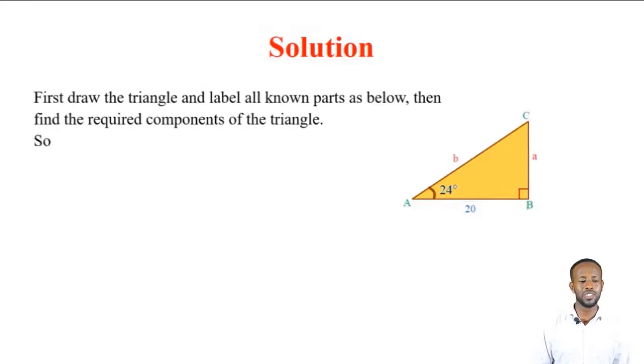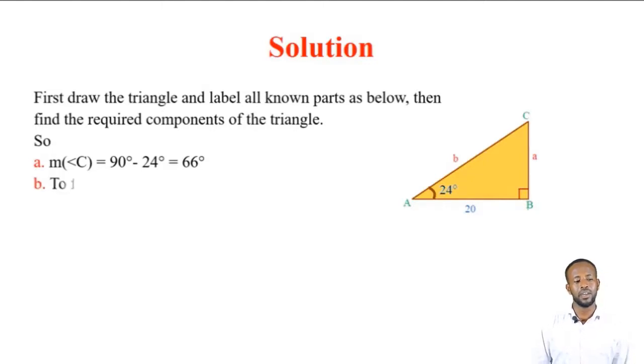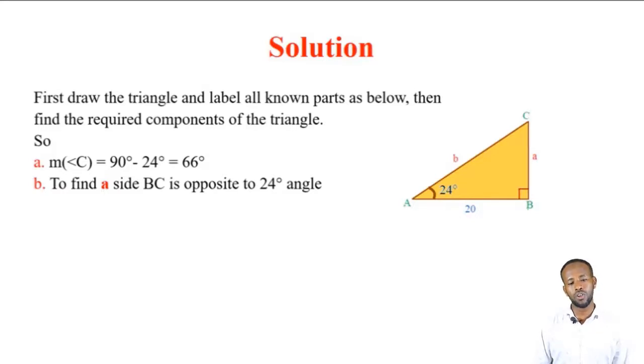Now, what are the missing components? Measure of angle C, we don't have that. Measure of angle C will be equal to 90 degrees minus 24, which is equal to 66 degrees. Again, to find side a, the side BC, which is opposite the 24 degree angle, which trigonometric function can we use? Can we use sine? Can we use cos? Can we use tan? Which one is possible to use to find the side BC? So here it is simple to use tan, isn't it?